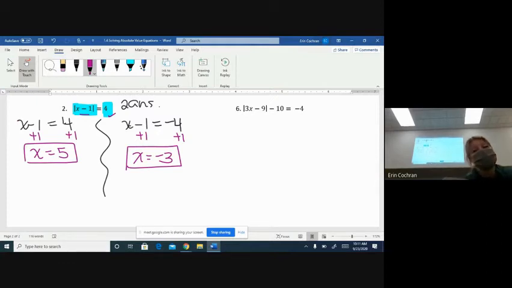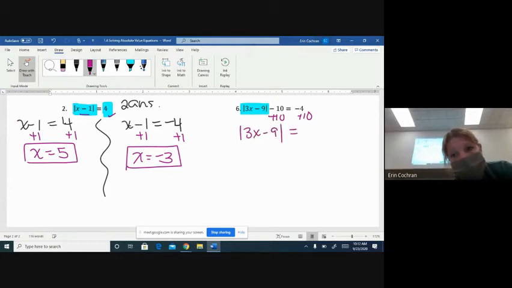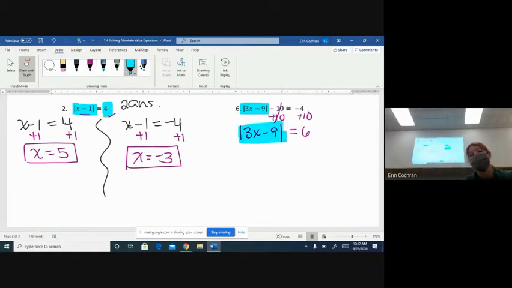All right, number 6. Is my absolute value isolated? No. Why? Because what else do we have on that side? Minus 10. So how do I move that minus 10 over? Add the 10. So we have the absolute value of 3x minus 9 equals, because this cancels, what's negative 4 plus 10? All right. Now is my absolute value isolated? Yes, because that's on the inside.